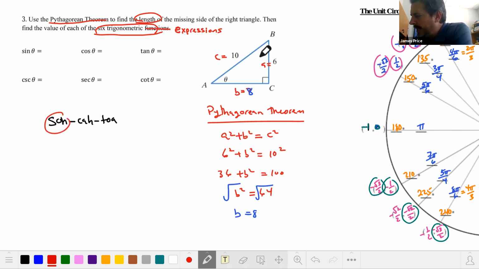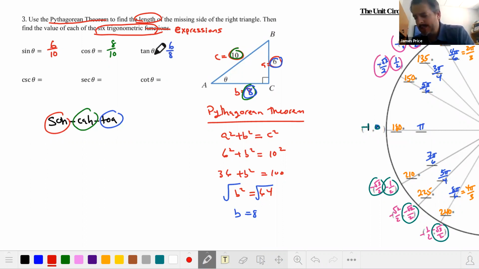The SO, remember, is the opposite over the hypotenuse, so 6/10. The CA is the adjacent over the hypotenuse, so 8/10. Oops, I keep going in the order that I'd like to go in, but it should be right here. Then finally, the TOA tells us that the tan of theta is 6 over 8, the opposite over the adjacent. And we can simplify these because they both have a 2 in common on top and bottom. So that's 3/5, that's 4/5, and that's 3/4.